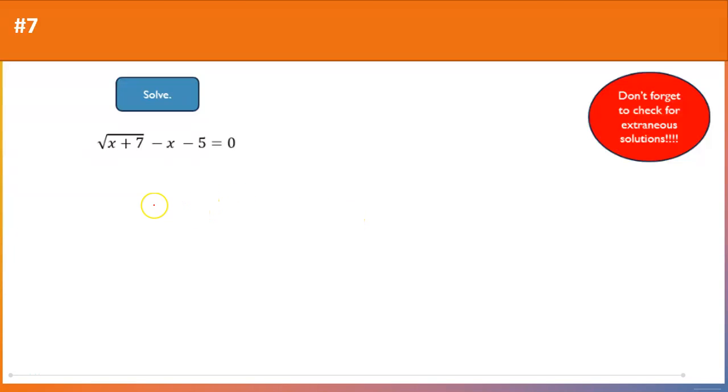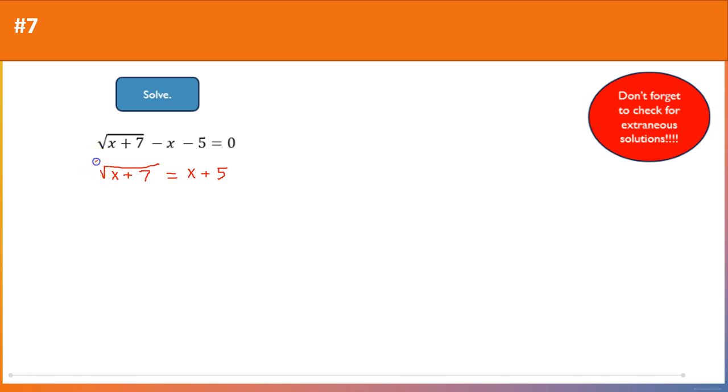All right, number 7 is solving a radical equation. All right, so this is what we're going to do. We're going to take this radical x plus 7 and isolate it. Keep it on the left side while I take this negative x and this negative 5 and move it to the right. So when I move it over, it becomes positive x and positive 5.